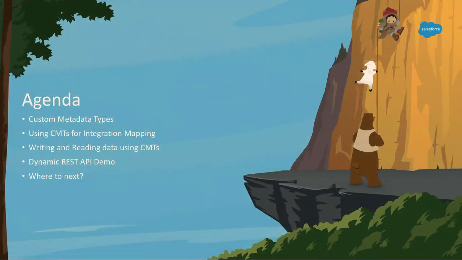All right, so just to walk through our agenda here, first we're going to talk about custom metadata types, just in case you haven't used them before. And then we're going to talk about the concept of using custom metadata types to do some integration mapping. And then we're going to look at how we can use custom metadata types to read and write in a dynamic REST API, and then we'll talk about some next steps.